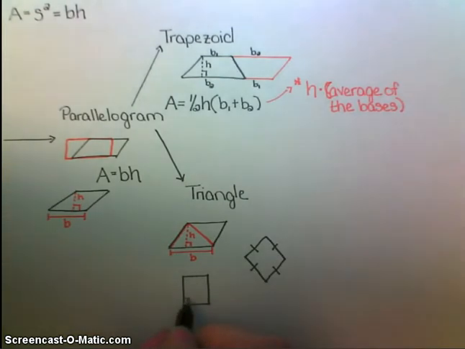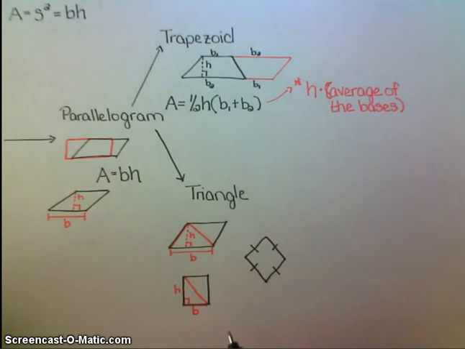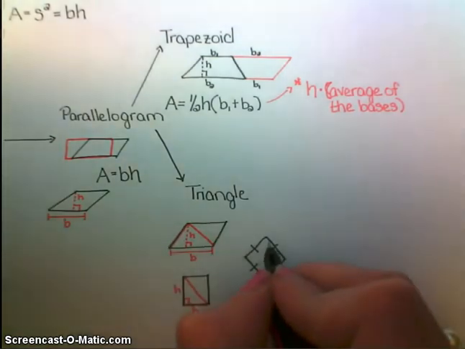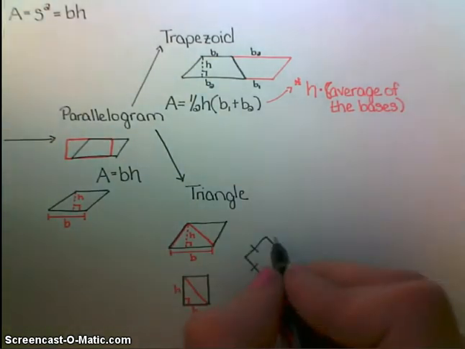Same thing with my square. This is a side, this is a side, and here's my third side. This is my height, and this is my base. Of course, that would be the base and the height of the square. And then the same thing with the rhombus, if you were to draw the rhombus.